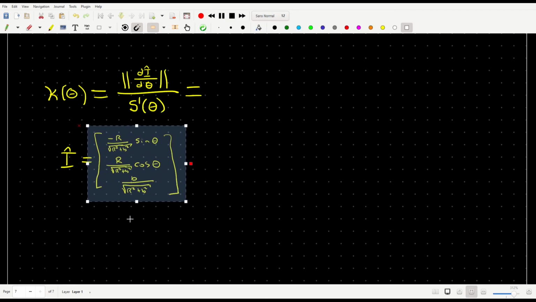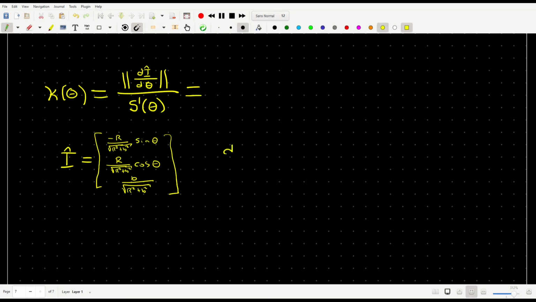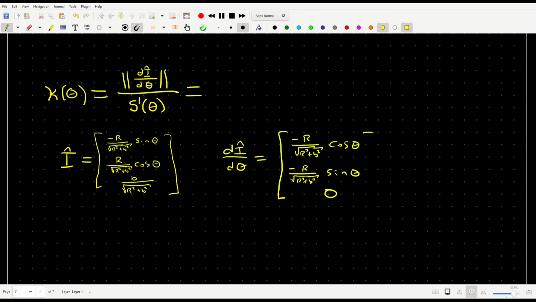I'm just going to copy this from the previous example. And so the derivative of this vector with respect to theta is just going to be equal to, the derivative of sine is cosine, negative r over the square root of r squared plus b squared times cosine theta, then positive r over the square root of r squared plus b squared, and the derivative of cosine theta is negative sine of theta. And then lastly, the derivative of this is going to be 0. It's constant.